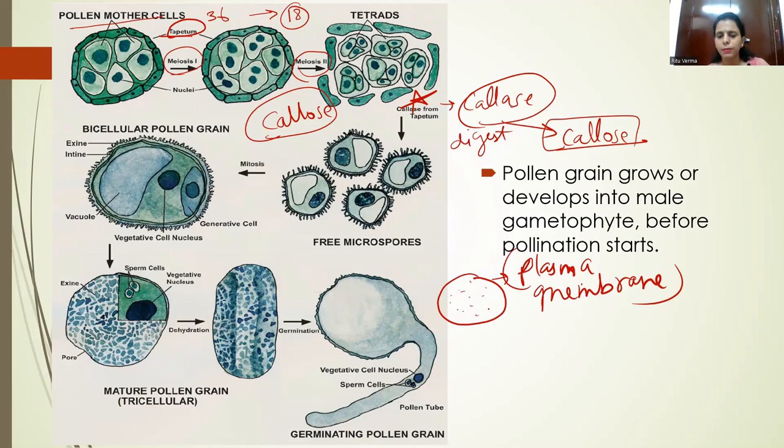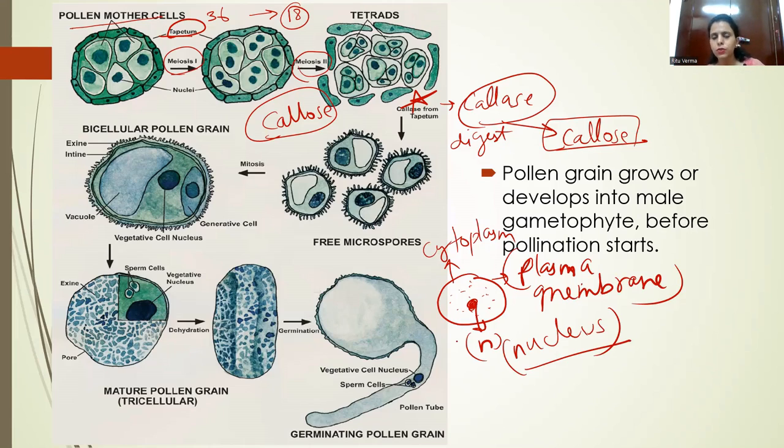Inside this plasma membrane, we have cytoplasm. So this pollen grain is filled with cytoplasm, plus there is a haploid nucleus, okay? So at this particular stage, this pollen grain is not ready to be released into the outer surroundings for the process of pollination.